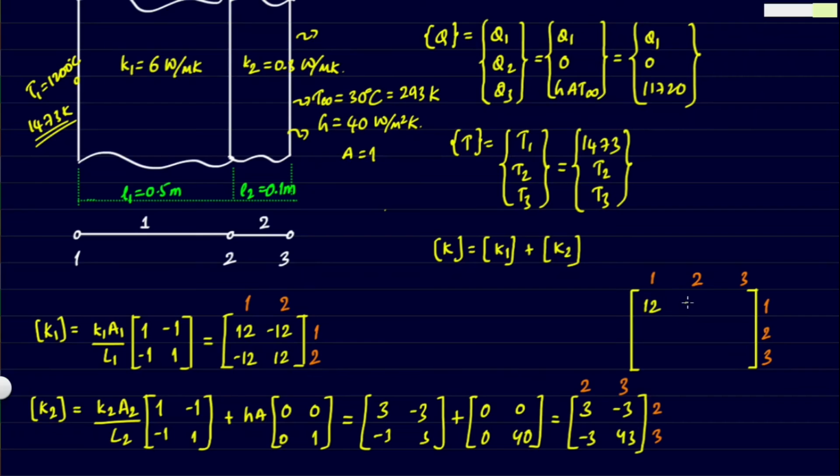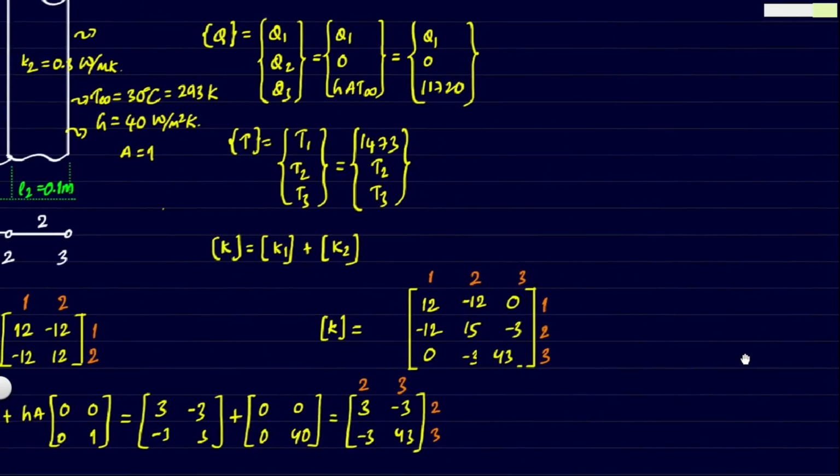For 2 1 we just have one value, that's minus 12. Same way for 1 2 as well, we just have one value. When it comes to 2 2 we have 2 values relevant to this, so both these values need to be added. So 12 plus 3 gives us 15, and the other values we just need to write down as they are. Now for whichever combination of nodes we don't have any value in both these matrices, we just need to enter zeros. So this is our global stiffness matrix of K.